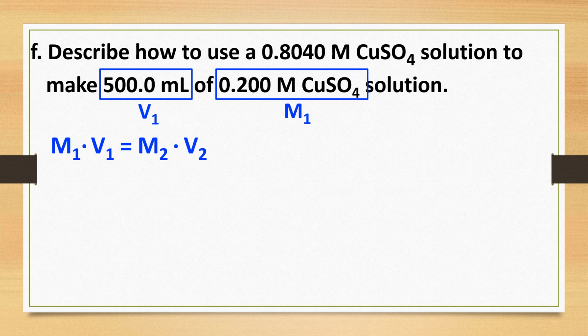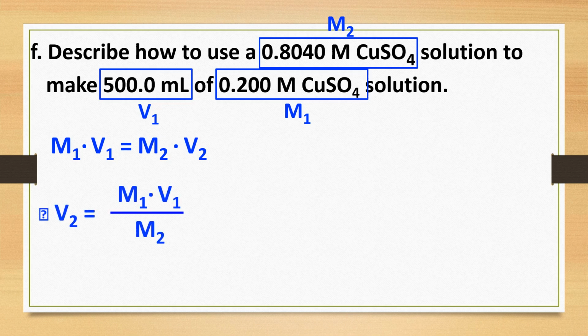I'm going to identify that as M2. So therefore, now I am looking for V2. Or we can also do it the other way, right? We can identify the diluted solutions to be M2 and V2, and fill in the concentrated as the M1, and now you're looking for V1. So it's the same outcome, okay?